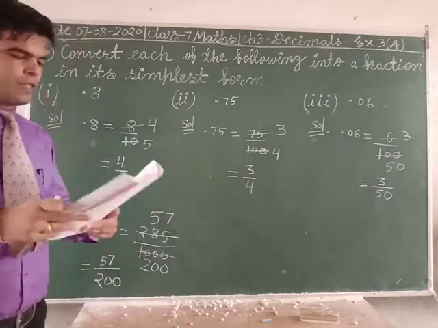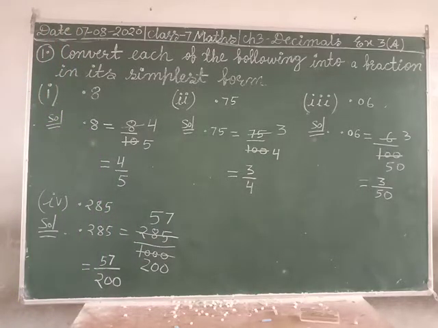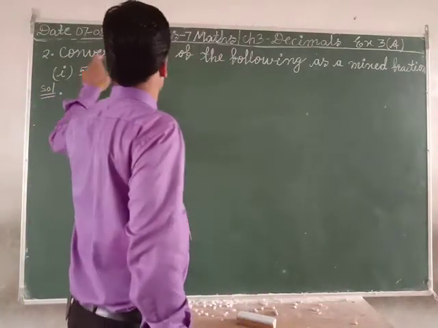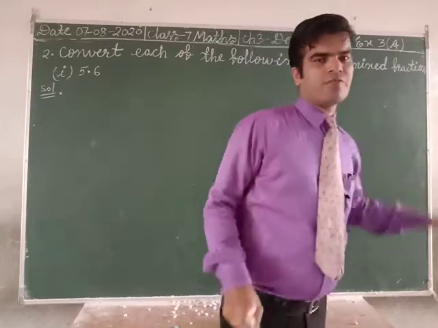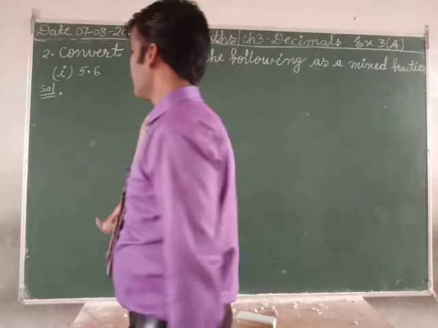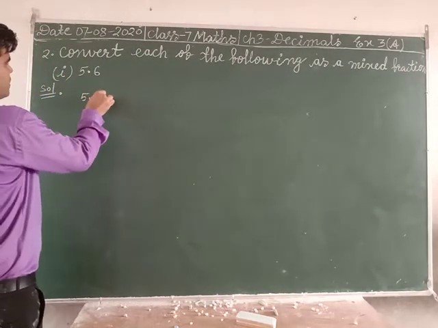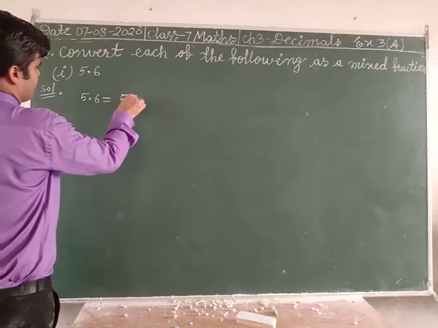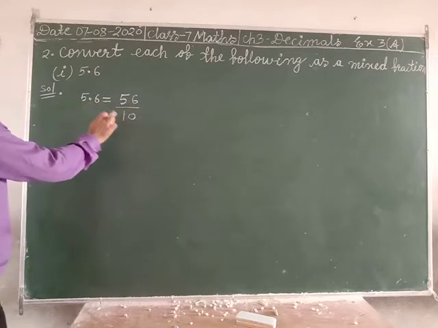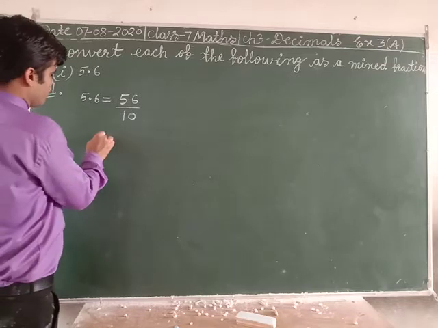Okay, students. Now we will discuss question number 2. Convert each of the following into a mixed fraction. So there are two methods through which we can convert this into a mixed fraction. The first is: 5.6 is equal to 56. We remove the decimal and put 1 below, and after it, for the 1 digit, we put a 0.